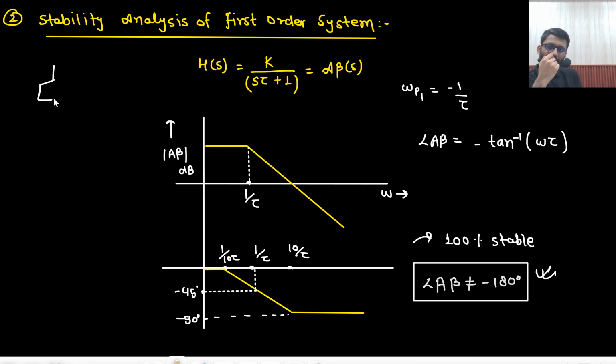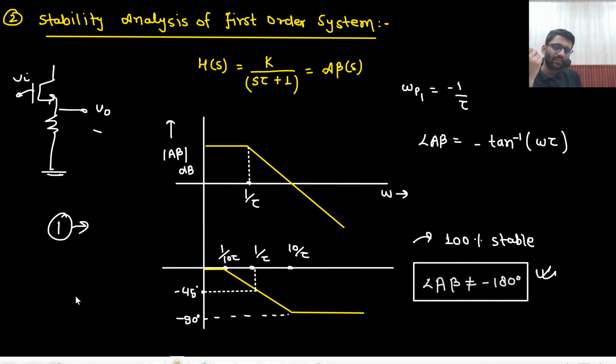This is my first order system. I could have taken an example, a common drain amplifier. Here I am collecting the output. Gain is 1, very less. Phase shift from A you are getting 0, and there will be a parasitic cap as well. So let's just say there is some parasitic cap. So this transfer function you will be getting.